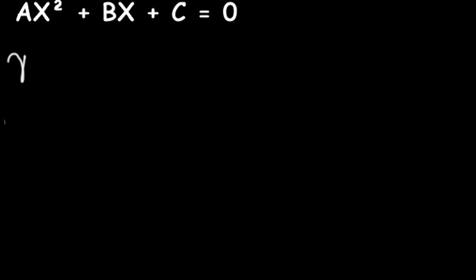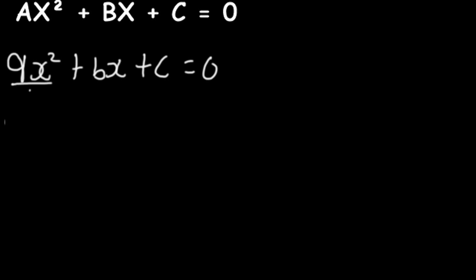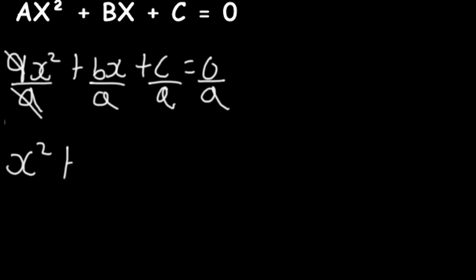So we have ax squared plus bx plus c equals 0. In order to make the coefficient of x squared equal 1, we need to divide both sides by its coefficient, a. So dividing both sides by a, we will be able to eradicate its coefficient and make it become 1, because a will cancel a, and we're going to be left with x squared plus bx over a plus c over a equals 0.